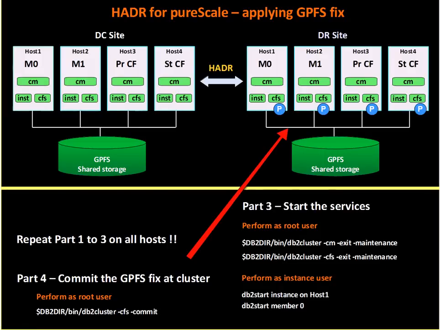Commit the GPFS fix at cluster level. As root user, run db2cluster -cfs -commit to commit the GPFS patch in this cluster. Please note that this particular activity will create a momentary outage in the cluster. With this, we are done with applying the GPFS patch on DR site.